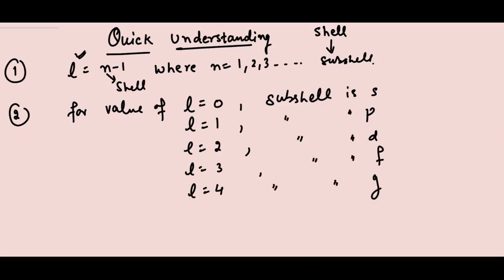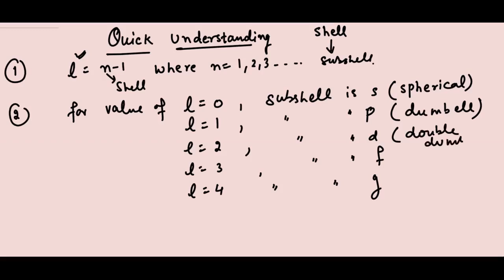Now, these subshells have particular shapes also. Every subshell has a particular shape. The s subshell is of spherical shape. This is something important to remember. The p subshell is of dumbbell shape, d is of double dumbbell shape, and f and g have complex shapes.